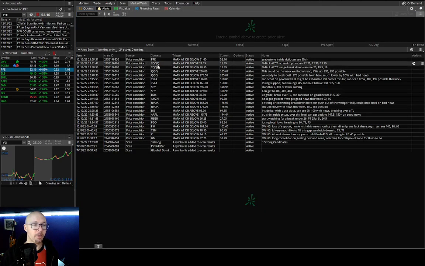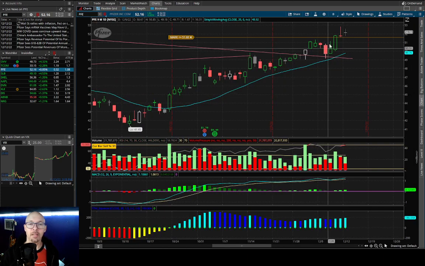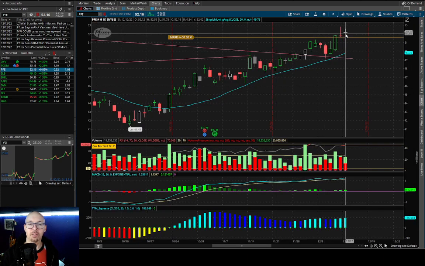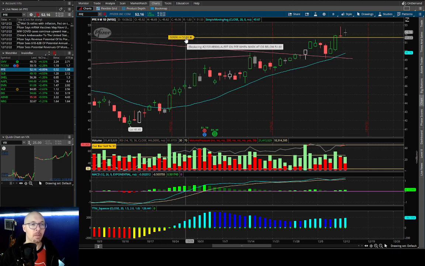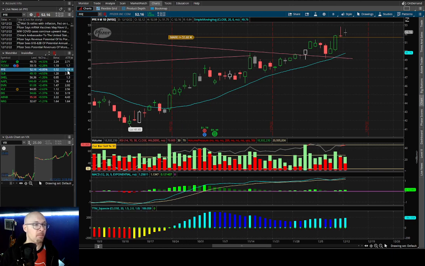I have an alert here for PFE. If Pfizer comes below 51.60, I'm interested. Right, gravestone inside doji, we could see 50 or more. So let's go back and take a look at that. There's our gravestone, there's our doji. If this thing comes down, we're going to eat up some of our ATR getting down to break that level, right? So we closed at 52.16. In order to break through this, we're going to get down to 51.16. That eats up most of our ATR of 1.